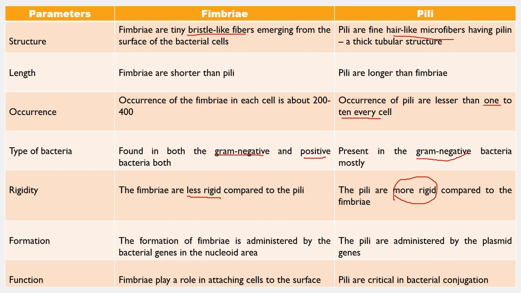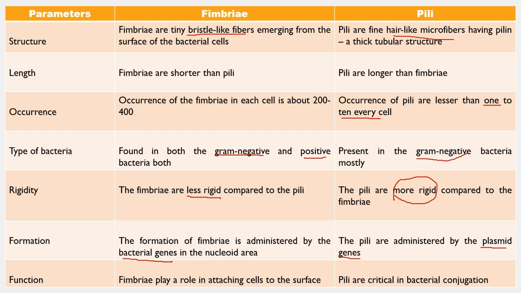The formation, how they are formed. So the formation of fimbriae is with the help of the genetic material of the bacteria. So it is administered by the bacterial genes in the nucleoid area. Whereas the pili, their formation is administered by the plasmid genes. So the genes for the formation of pili will be present in the plasmid region, whereas the genes for the formation of the fimbriae will be present in the bacterial DNA.